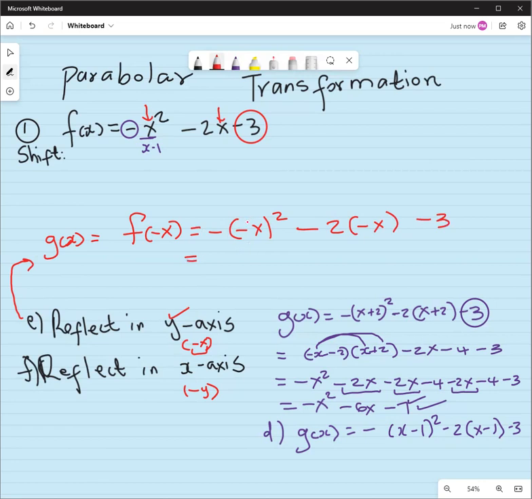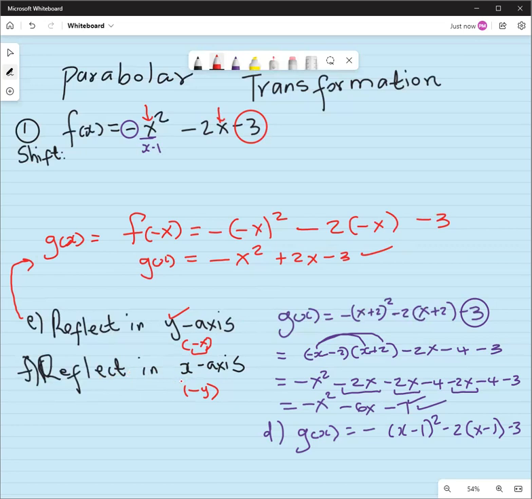Then you have that, right? And then here you're going to have, remember, a square is always positive. So this will be cancelled by the square. So here you still have negative outside, then x squared. Negative and negative will give you plus 2x and then minus 3. Then that's it. That's your reflection in the y-axis. Perfect. Then let's do reflection in the x-axis.